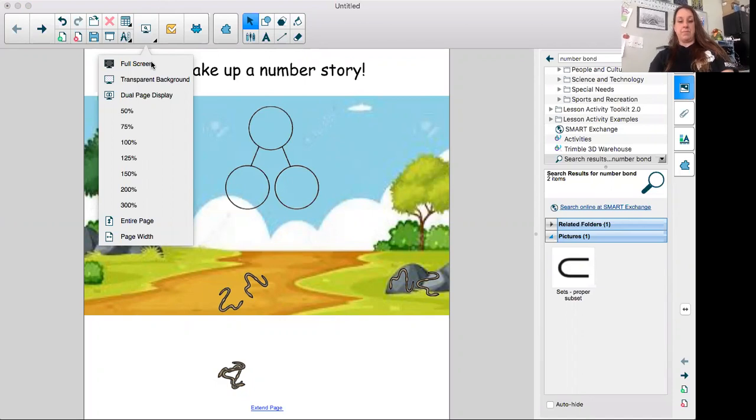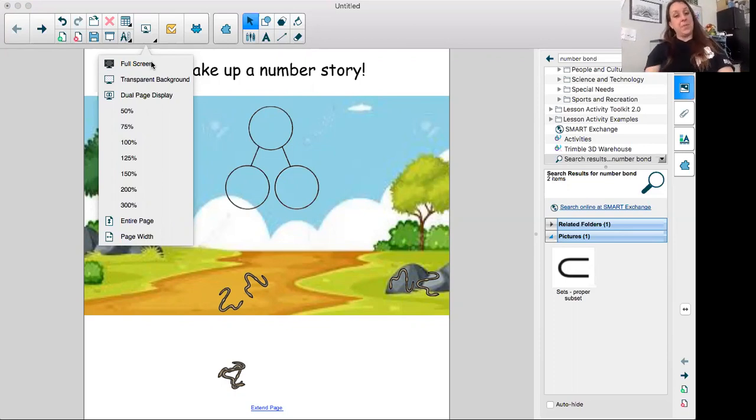And today what I want you to do is play around with making up your own number stories with that part whole thinking. Now I know it's been a little while since we did a number bond, but remember the whole is the circle that is connected to both of the parts, and the parts aren't connected to each other at all.